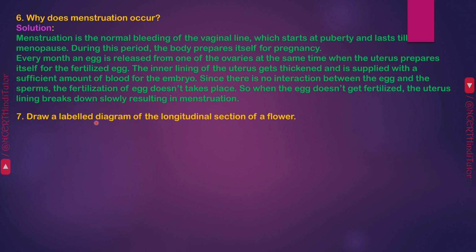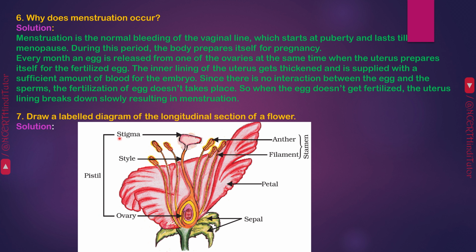Question 7. Draw a labeled diagram of the longitudinal section of a flower. Answer. So this is the diagram for the longitudinal section of a flower. This is stigma, style, ovary, and they all together are called pistil. And this is anther, this is filament, this is petal, and this is sepal. And anther and filament are collectively called stamen. So you can draw the picture which is given in your NCERT book.